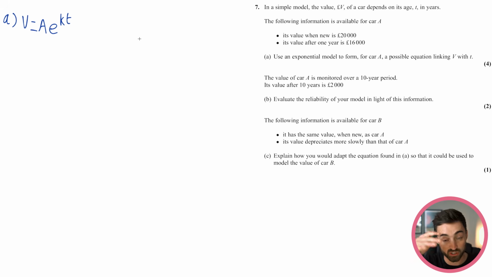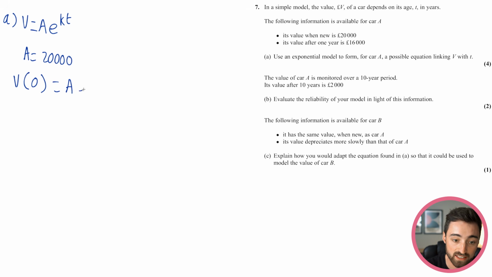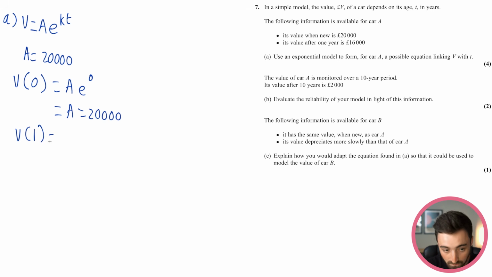So its value when it's new, well, we just talked about that, the initial value. So a is going to be 20,000. And just to prove that to you, V when t equals 0, so V is a function of t, when t equals 0 is going to equal a times e to the 0, which is going to equal a, which we're told that initial value is 20. Okay, its value after 1 year is 16,000, so V when t equals 1 is going to equal 20,000 times e to the k times 1. And we're told that that is going to be equal to 16.